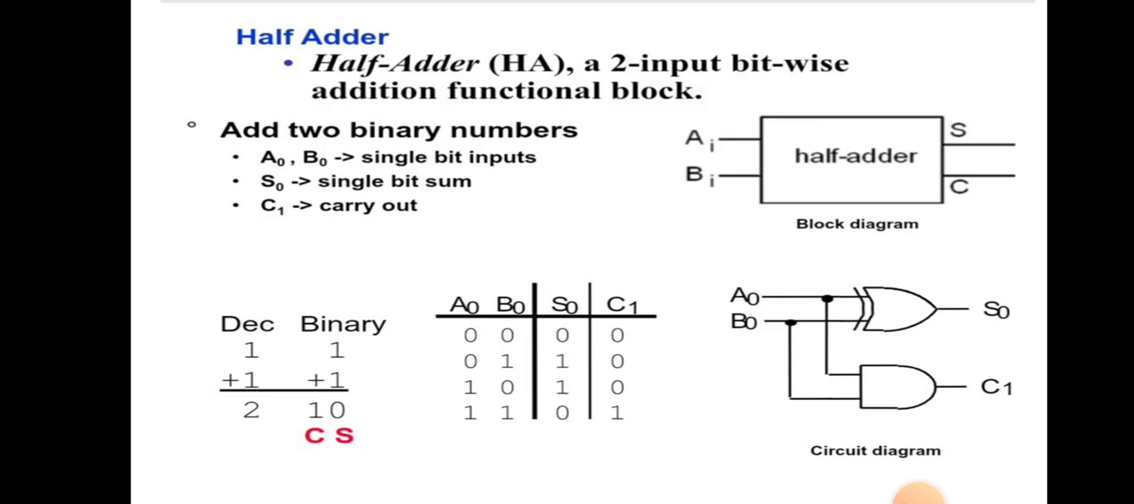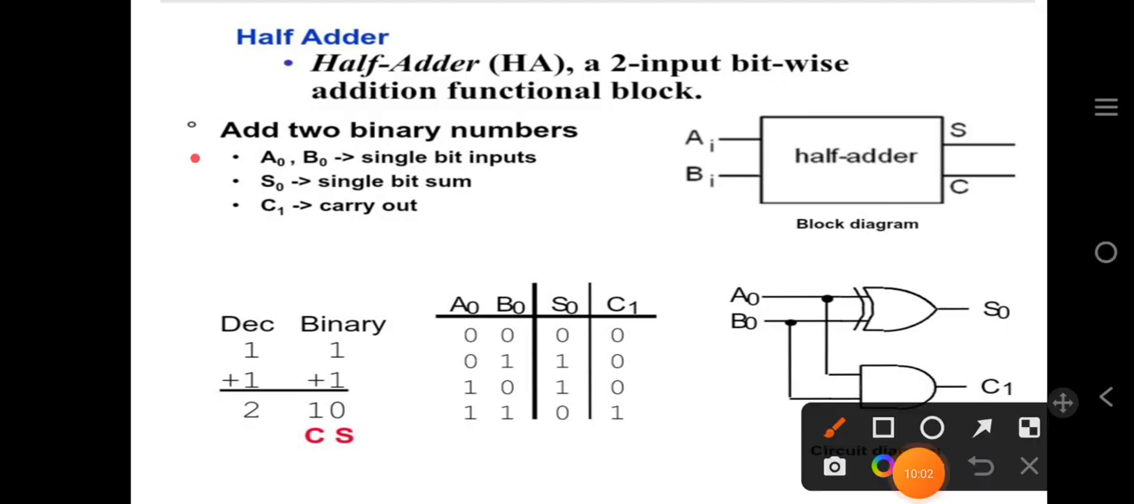Half adder, which can also be represented as HA. It is a 2 input bitwise addition functional block. As the name itself suggests, it is a circuit which is used for addition purposes. So this functional block is used to add 2 binary numbers. In this example we have taken 2 inputs A0 and B0, which are single bit inputs. S0 is a single bit sum and C1 is the carry out.